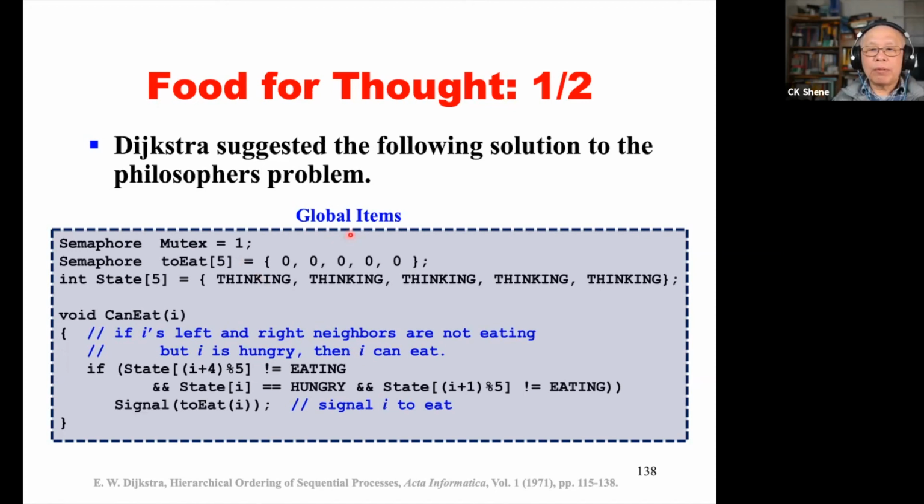So here we have some global items. We have a mutex initialized to 1. We have 5 semaphores.